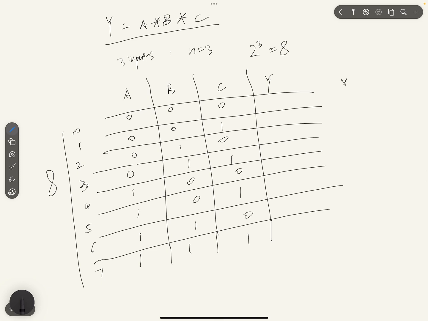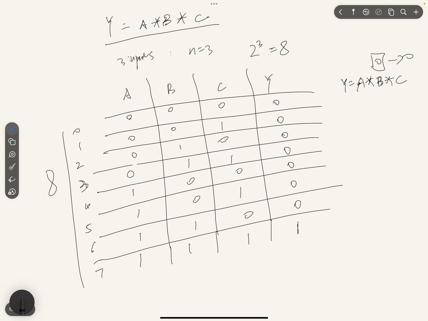And the Boolean expression Y equal to A times B times C. So 0 times anything will be 0. So whenever we have 0, it will give us 0. So we start from here, we have 0, 0, 0 gives 0, 0, 0, 1 gives 0, 0, 1, 0 will give us 0, 0, 1, 1 will give us 0, 1, 0, 0 will also give us 0, 1, 0, 1, 0, 1, 1, 0 is 0, 1, 1, 1 is 1.